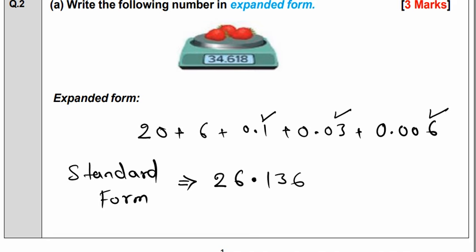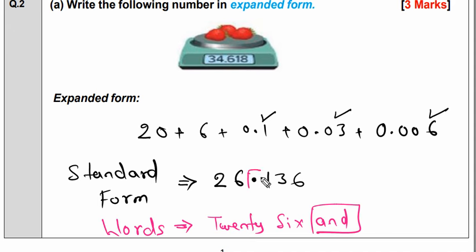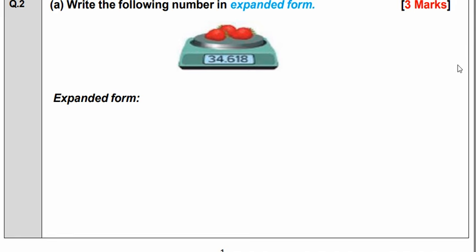Now if I ask you to write in words, what does it mean? Write in English. So you will have to write 26, and, this is for and, 136 thousandths. Okay, so write that. Okay, let's move on.